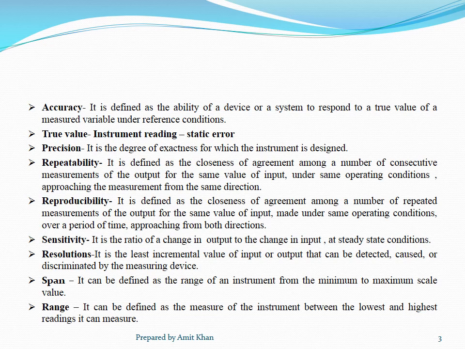Then comes sensitivity. Sensitivity is the ratio of a change in input to the change in output at steady state conditions. Then comes what is resolution. It is the least incremental value of input or output that can be detected, caused or discriminated by the measuring device. Then comes span. Span is defined as the range of an instrument from the minimum to maximum scale value. Then comes range. Range can be defined as the measure of the instrument between the lowest and highest readings it can measure.